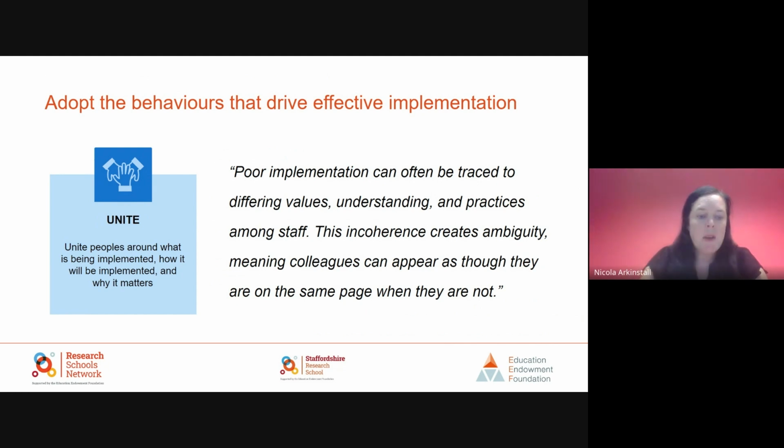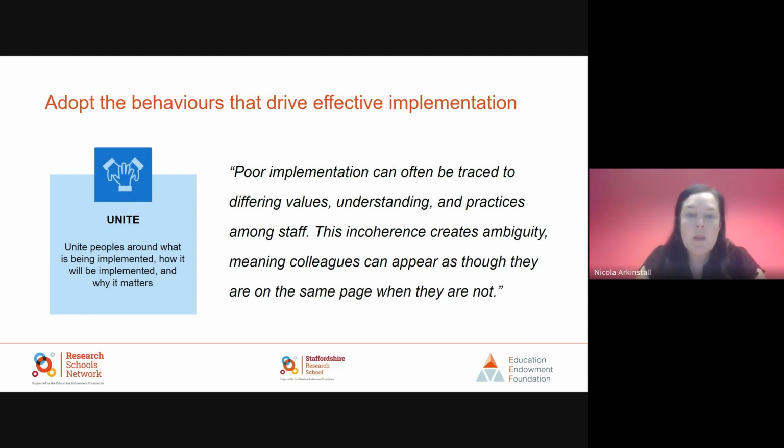So this one is about uniting people around what is being implemented. So what are those changes you want making in your subject area? What is it that needs developing and improving? So they understand the why, unite them around it, and how it's going to be implemented. So they really clearly know what it's going to look like, what those expectations are. They've got that really high quality professional development, so they understand how to do that in their classrooms with their pupils. They've got the resources, the confidence.